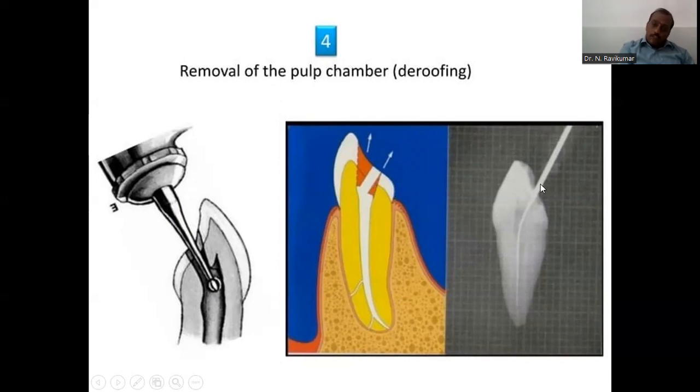Then you check with the pathfinder number 5. So you put it like this, then everything goes smoothly without any hindrance. Then you move on to the next step, which is biomechanical preparation. Okay. This is the access cavity preparation.